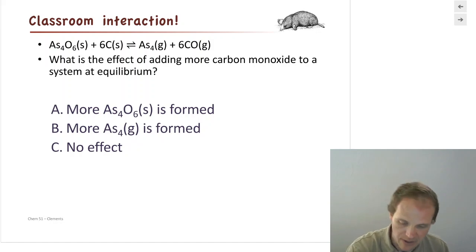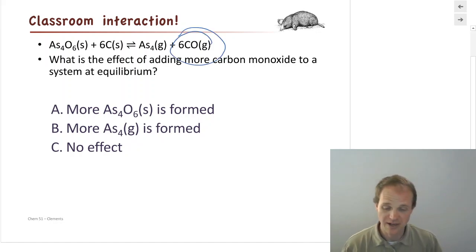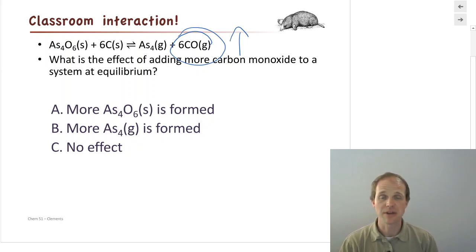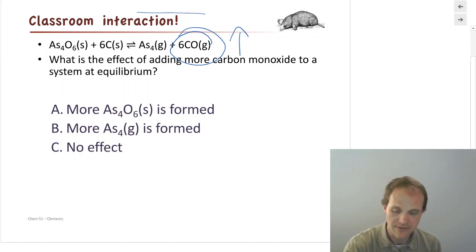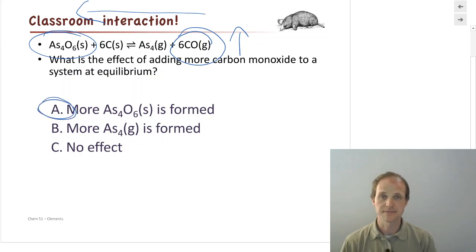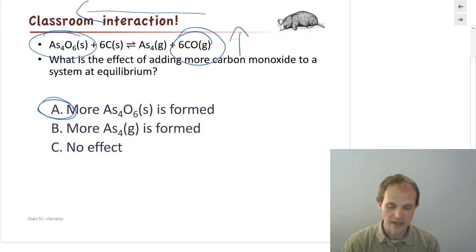Hopefully you looked at this and you said, well, if I'm adding more carbon monoxide, a product, I'm making that go up, the reaction is going to respond by trying to undo that. It's trying to react my carbon monoxide, which means that reaction is shifting to the left. And if it shifts to the left, I'm going to form more As4O6. Okay, so that's a good one, we got that one down.